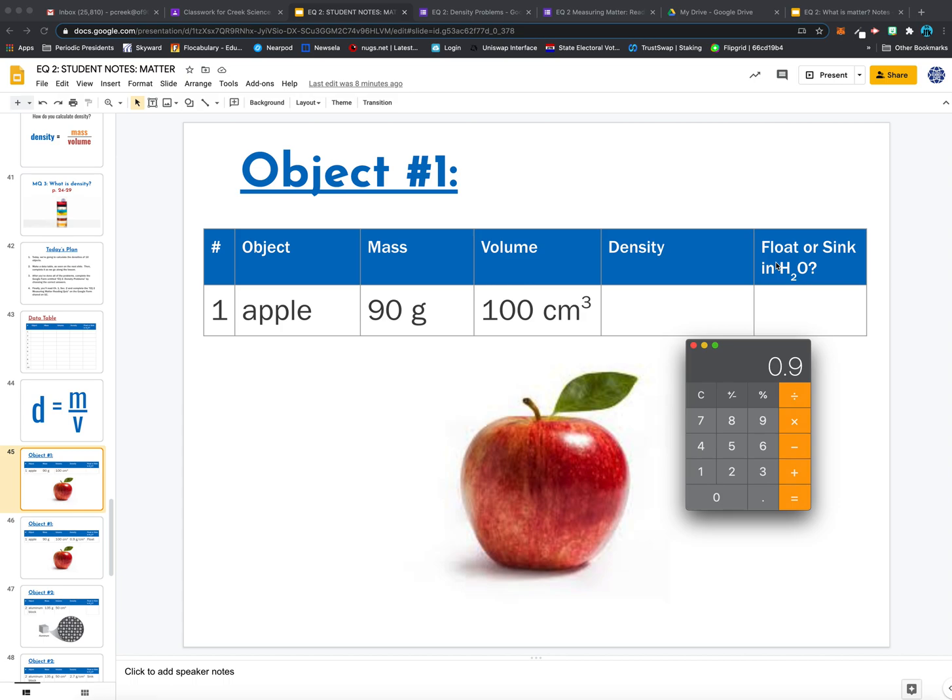All right, and you try to get the apples out of the water. I don't think we'll be playing that game anytime soon, will we?